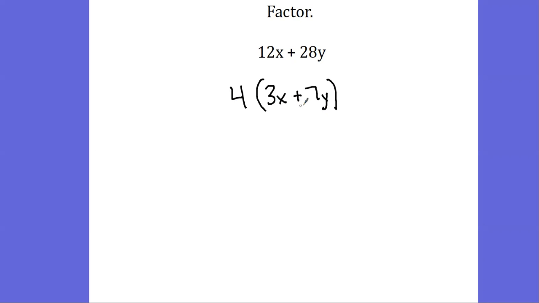And actually, me almost forgetting that y reminds me to tell you, always make sure you distribute your factor here and make sure that it matches up with your original. 4 times 3x is 12x. 4 times 7y is 28y. So my factored form is 4 times the quantity, 3x plus 7y. Let's take a look at another example.